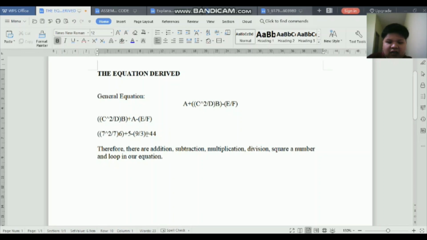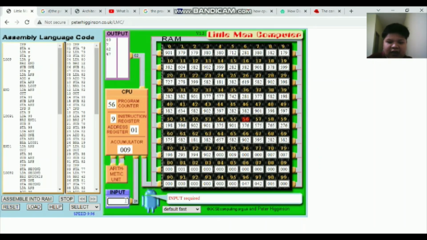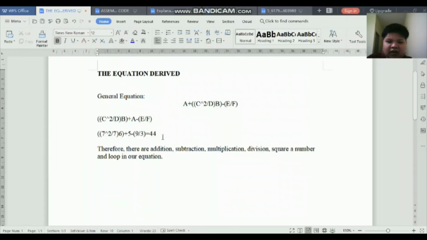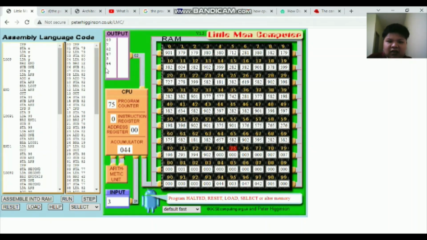Okay, now we try 9 divided by 3. 9 divided by 3, we get 3. 47 minus 3, we get 44. And our answer for this equation is 44. Compare here. Okay, we get 44, and we store the answer in R94, 44.